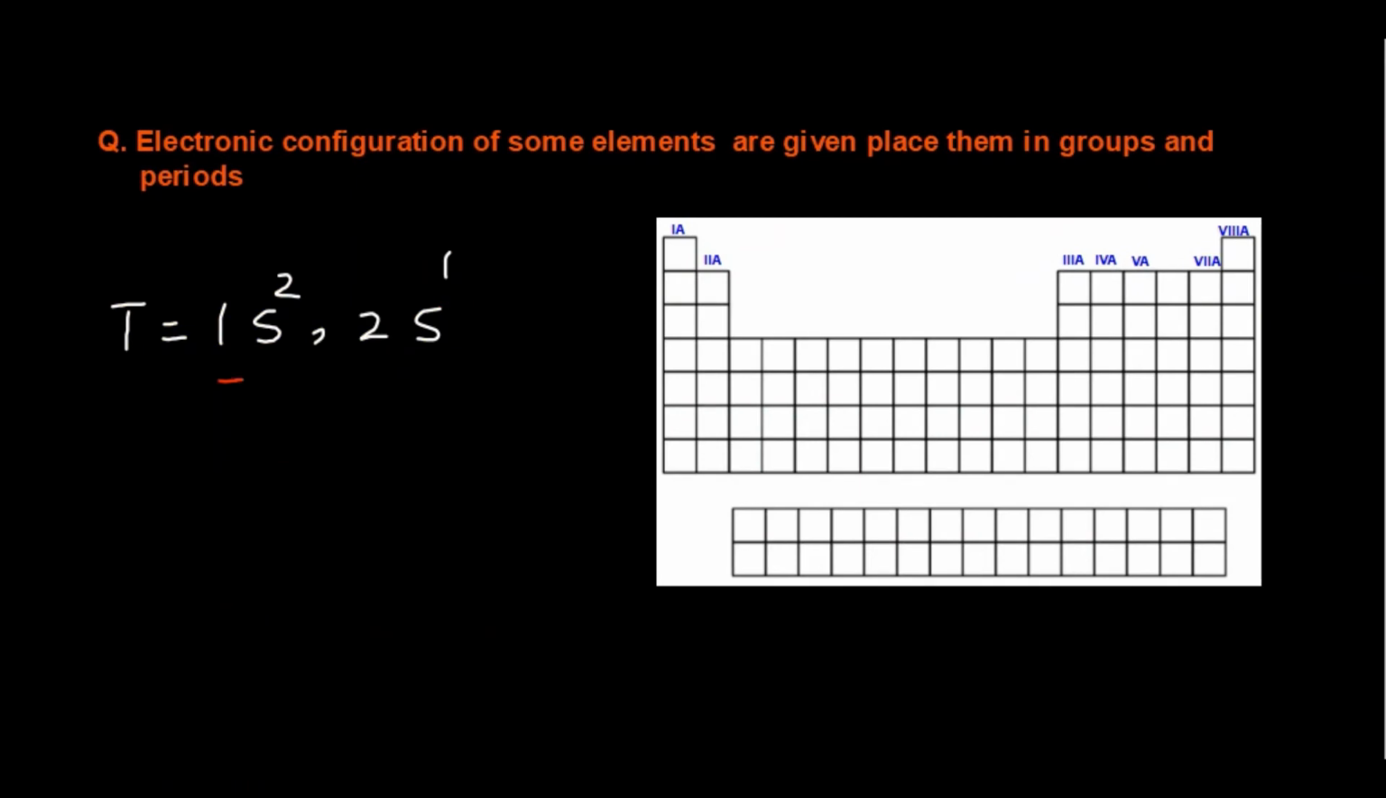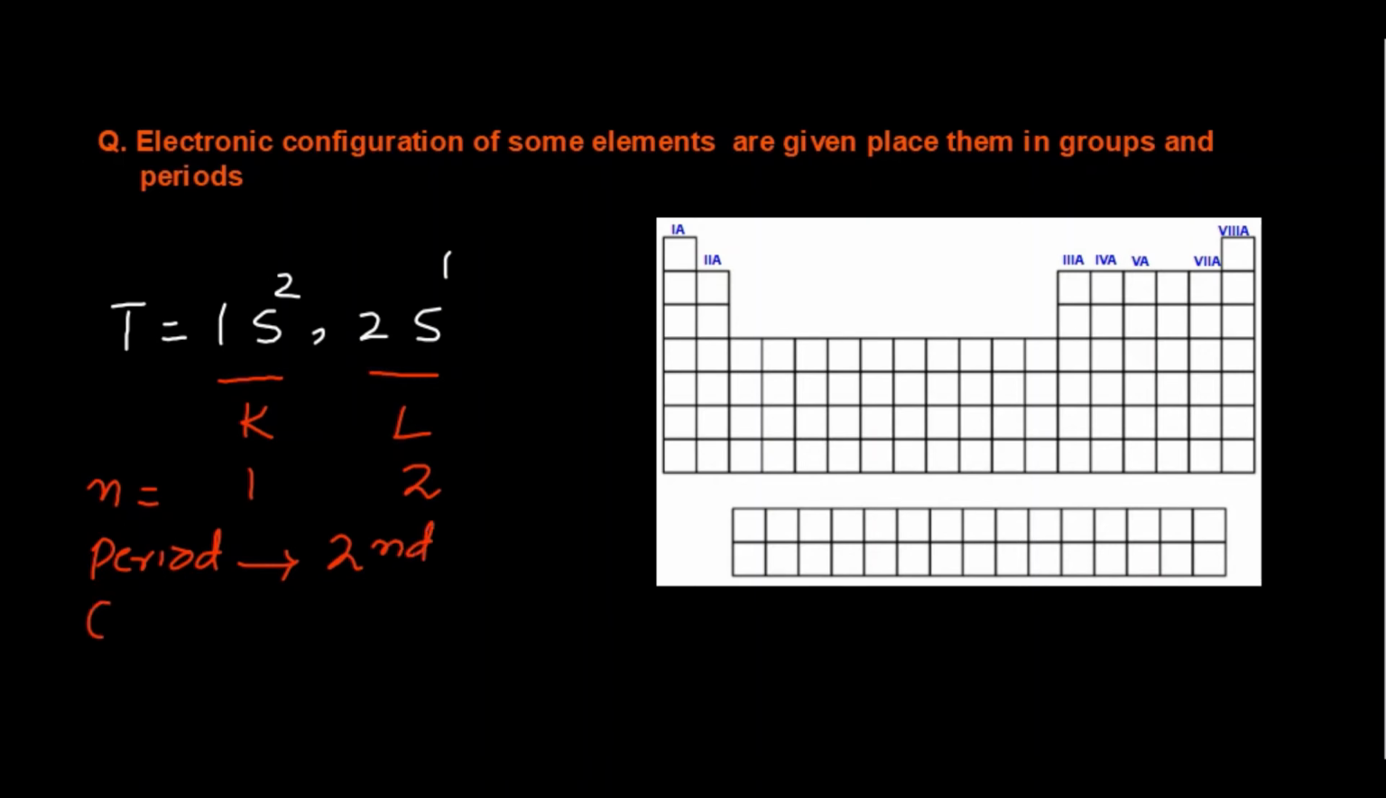See the next element which is given. The next element is T with electronic configuration 1s2, 2s1. 1s is the subshell of K shell, 2s is the subshell of L shell. We write the n value for K and L. For K, n is equal to 1. For L, n is equal to 2. L is the valence shell and its n value is 2. It means the period of this element is second. This element belongs to the second period. We write the period of this element.